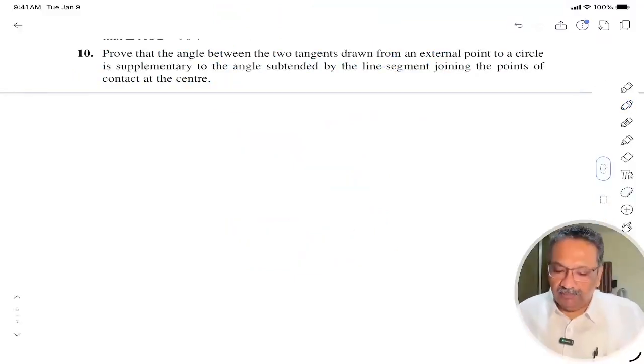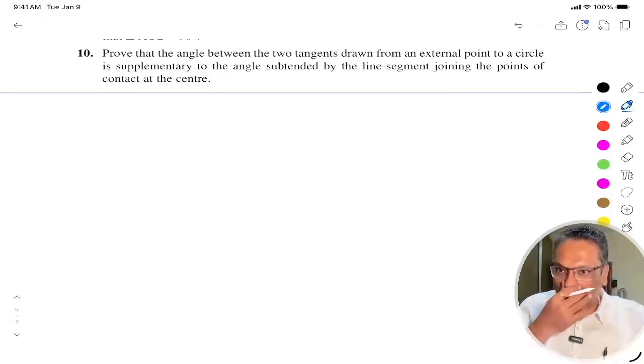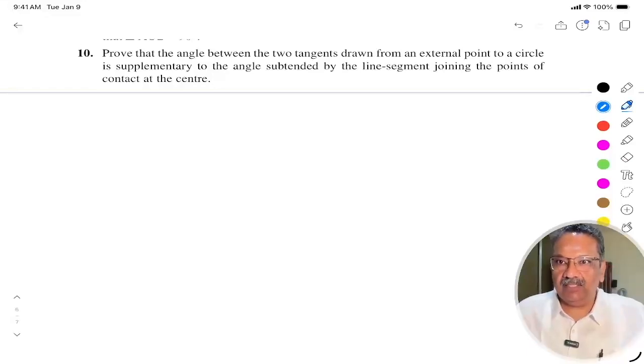Okay, now let's come to question number 10. Prove that the angle between the two tangents drawn from an external point to a circle is supplementary to the angle subtended by the line segment joining the points of contact at the center. Okay, so this is actually a very easy question, no? But the framing of the question is such that it gets confusing as soon as you read it, correct? So we will divide the question and then understand it first.